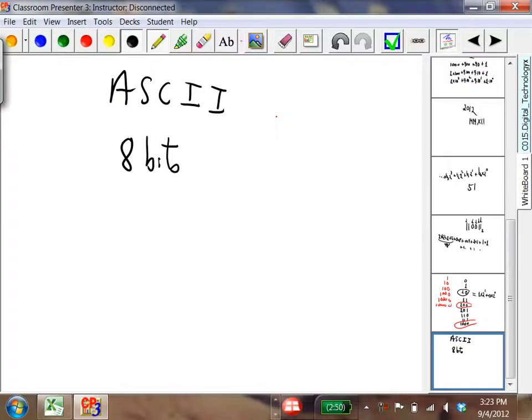How many states would that be? 2 to the 8th power. How much is 2 to the 8th power? 256. Okay. So there's 256 states.